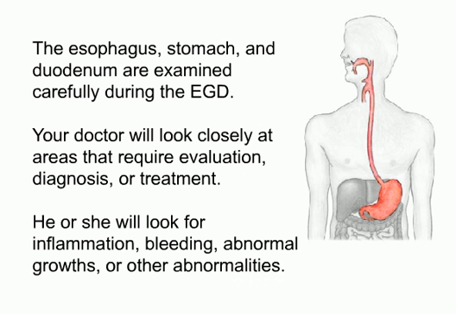The esophagus, stomach, and duodenum are examined carefully during the EGD. Your doctor will look closely at areas that require evaluation, diagnosis, or treatment. He or she will look for inflammation, bleeding, abnormal growths, or other abnormalities.